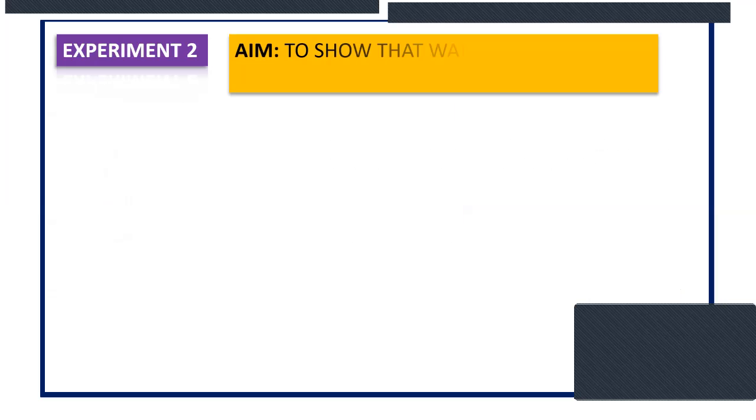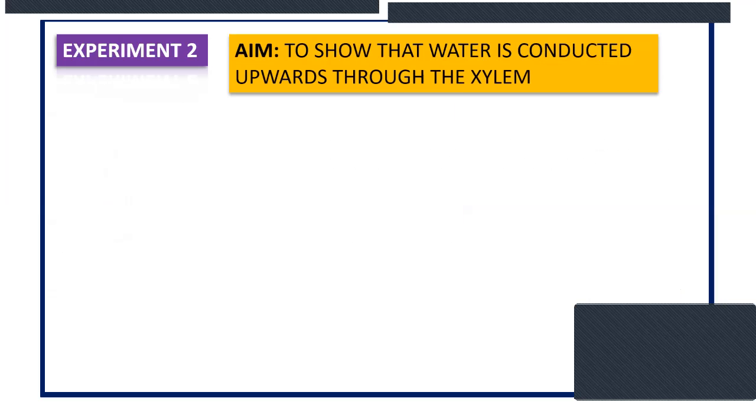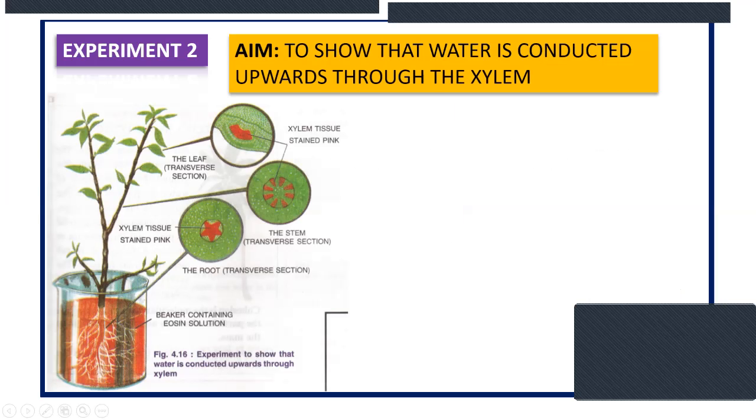Now the second experiment is to show that water is conducted upward through xylem. For this experiment, we have taken a beaker filled with water, and in this water we have added eosin solution. Eosin is a dye stain. We have placed a plant with its root intact in this beaker. This setup is kept for around 3 to 4 hours, and after that, root, stem and leaves are observed under a microscope.